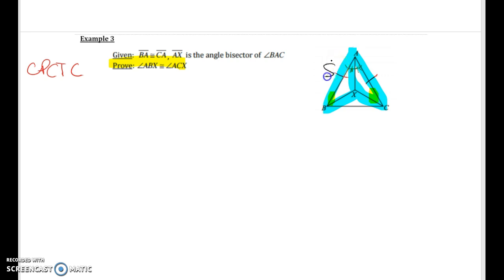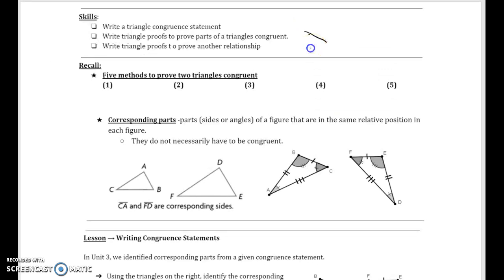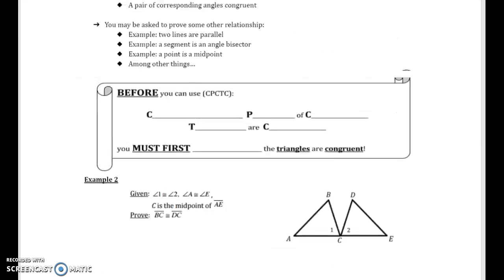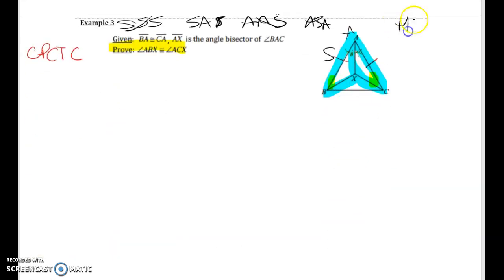And we are given a side and an angle. And let's look at our method. So we have side, side, side. That's going to be out. Side, angle, side. That's possible. Angle, angle, side. No. We don't know anything about any of the other angles. Angle, side, angle. Again, we don't know anything about the other angles. And hypotenuse, leg, we don't have a right triangle.